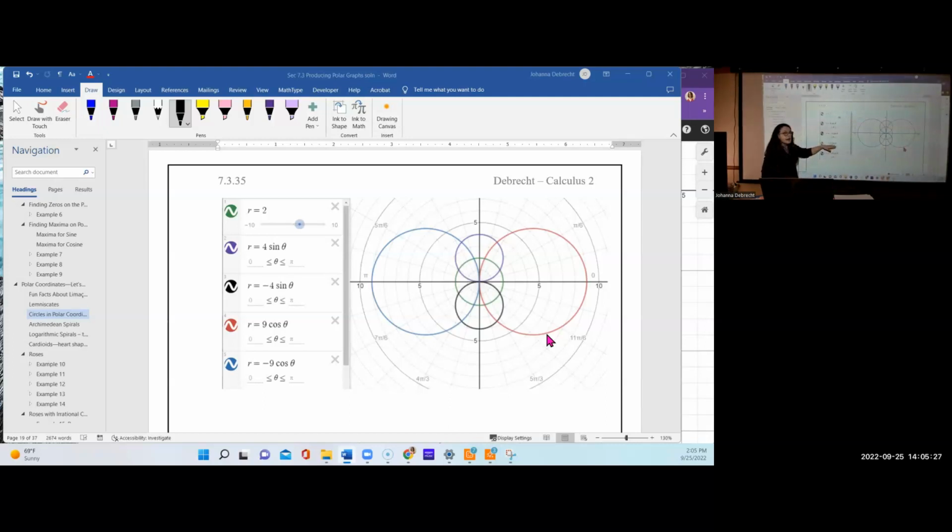And then r equals 9 cosine theta. Cosine is going to shift left or right. It's positive, so it's going to shift to the right. And again, 9 becomes the diameter, so the radius is 9/2, and it's centered over here at this point out here. And then you can shift it to the left by having negative 9 cosine of theta.